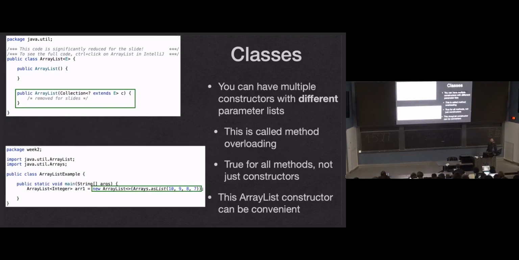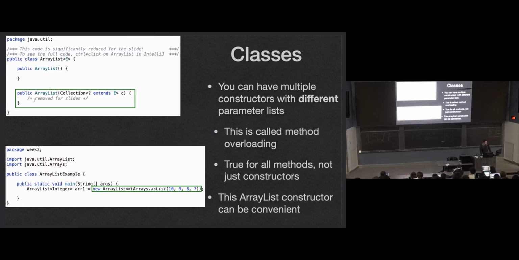Constructors can be overloaded. I didn't know where to put this, so I kind of jammed it in right here. Constructors can be overloaded, and in fact, all methods can be overloaded. What that means is we can have multiple methods with the same exact name as long as they have different parameter lists. So the ArrayList has a second constructor, which actually takes a parameter, a collection of values, and then it'll initialize your ArrayList with those values.